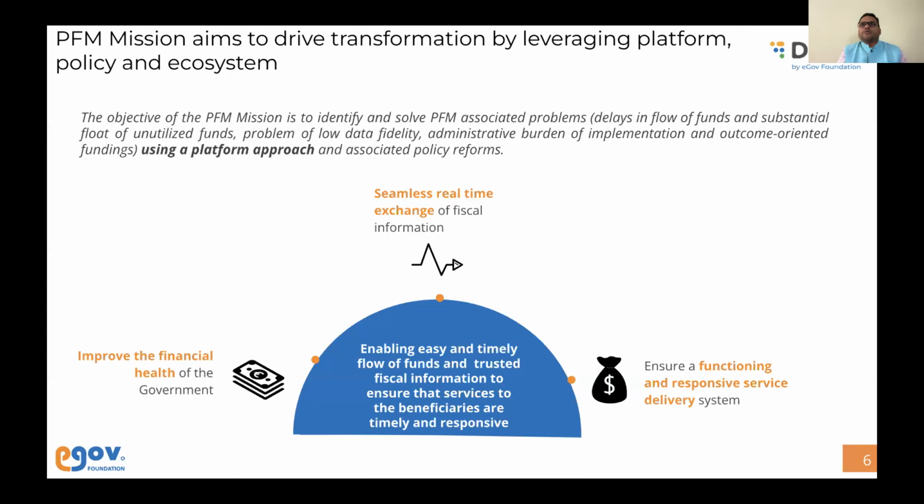A lot of them had to do with information exchange. So we devised the mission on the premise that if we're able to have seamless information exchange between different actors in the government, then we can improve the fiscal health of the government, as well as have that lead to a functioning and responsive service delivery system.